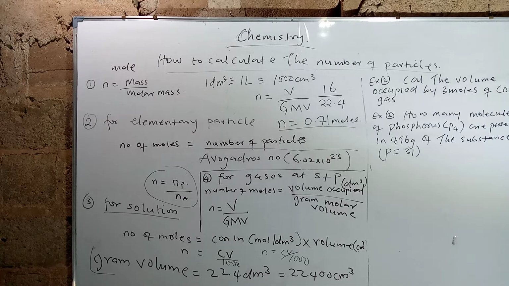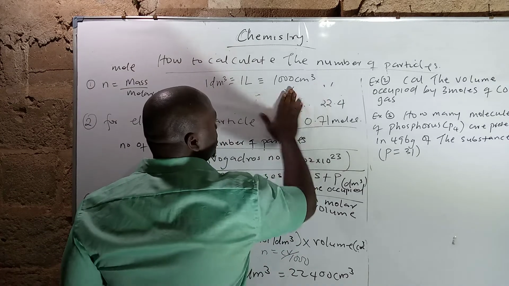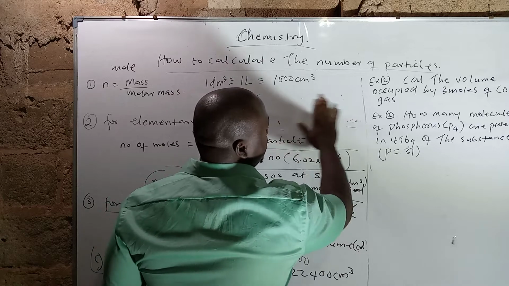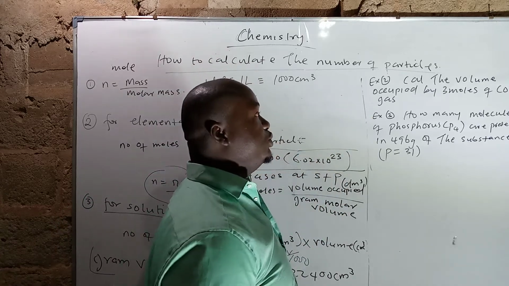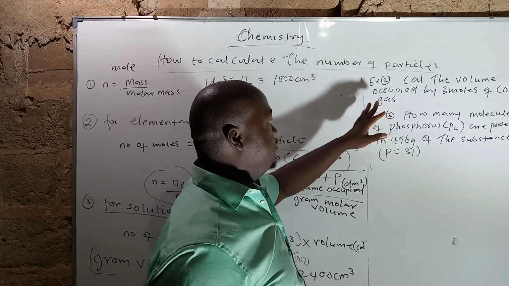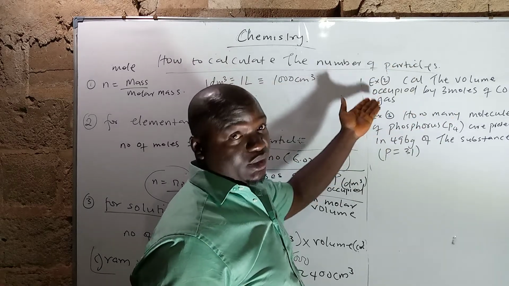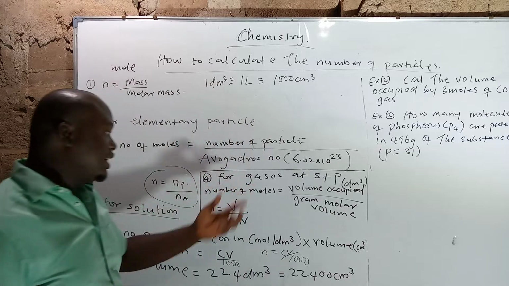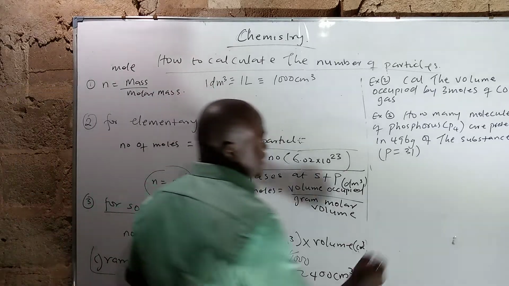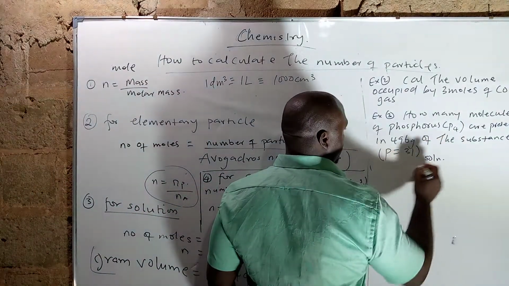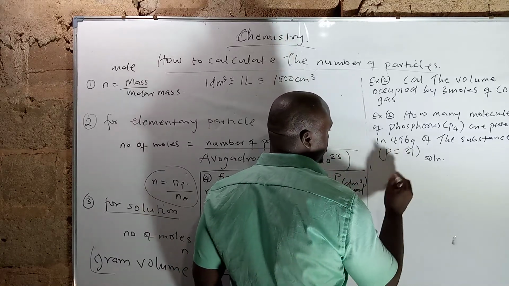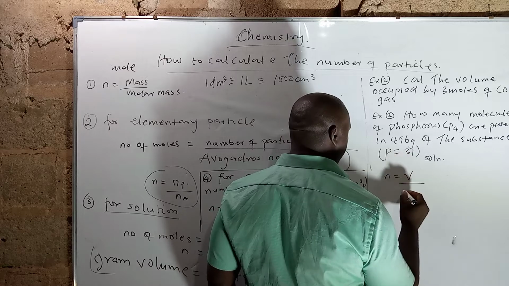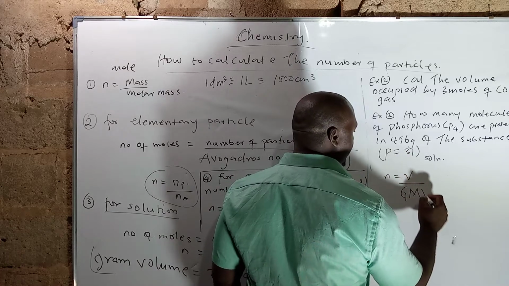Now example number 2 at the board. Calculate the volume of the gas occupied by 3 moles of CO2. We are talking about the volume occupied by 3 moles of CO2 gas. Now look at the formula for gases, and we know that number of moles is volume all over the gram molar volume.